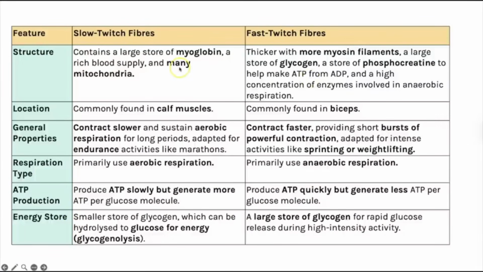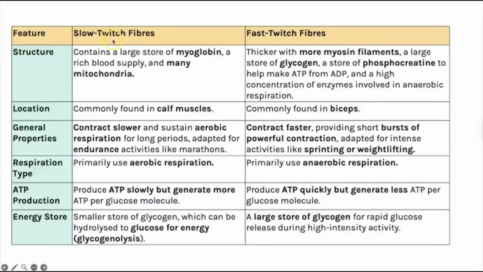So in terms of structures, slow twitch: large store of myoglobin, rich blood supply with many mitochondria, compared to fast twitch: thicker with more myosin filaments, large store of glycogen and a store of phosphocreatine. Location: you get a lot of slow twitch in calf muscles, whereas fast twitch might be places like biceps.